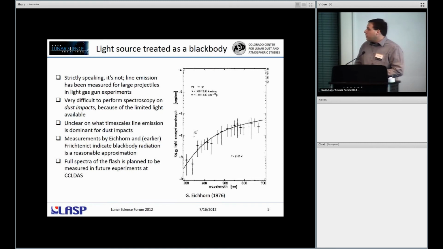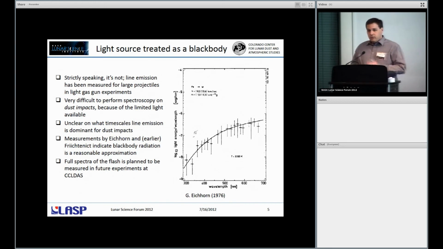So if we want to measure a temperature, it would be nice if we could treat it as a blackbody. And it turns out that's not a bad approximation. There are the emission lines, for example, which are a little bit of deviation from the ideal blackbody case that have been seen in impacts and light casting experiments. It's a little bit more difficult to perform in spectroscopy, although we're going to try on dust impacts because the quantities of light are so small.